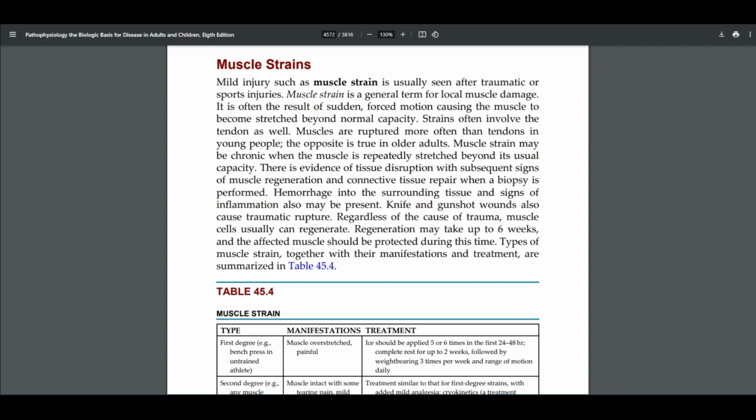Knife and gunshot wounds also cause traumatic rupture. Regardless of the cause of the trauma, muscle cells usually can regenerate. Regeneration may take up to 6 weeks, and the affected muscles should be protected during that time. Types of muscle strain, together with their manifestations and treatment, are summarized in the following table.